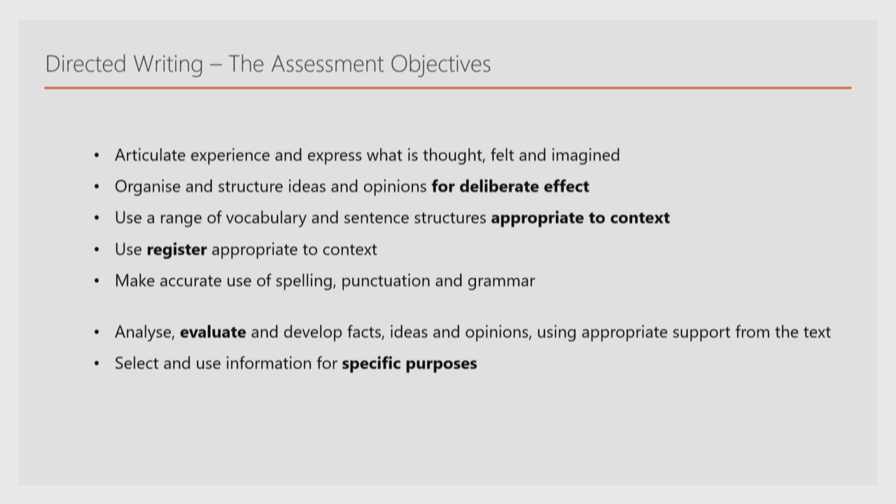A third assessment objective is use a range of vocabulary and sentence structures appropriate to context. Fourth, use register appropriate to context. Context is extremely important in directed writing. It is important to sound formal if you're writing to a person in authority or to an institution. On the other hand, if you're writing to someone you're familiar with, your tone should reflect that. And the 5th assessment objective under writing is making accurate use of spelling, punctuation, and grammar.